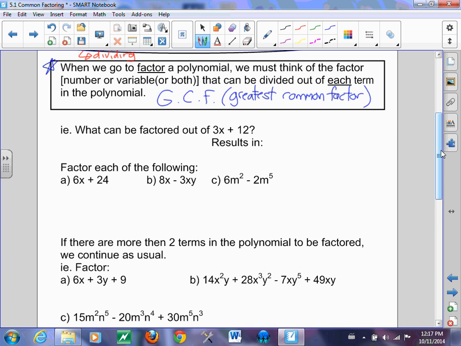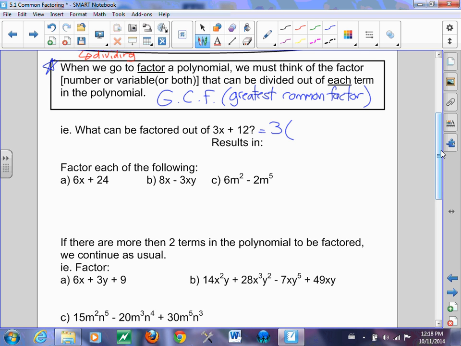So for this example, what can be factored out of 3x and 12? Well, we know 1 goes in, but we want to look for the greatest number. So what number goes into both 3 and 12? And hopefully you understand that it's 3. So that's going to be my greatest common factor. It goes out front, and then your leftovers go in the brackets.